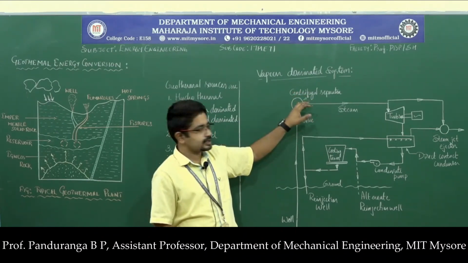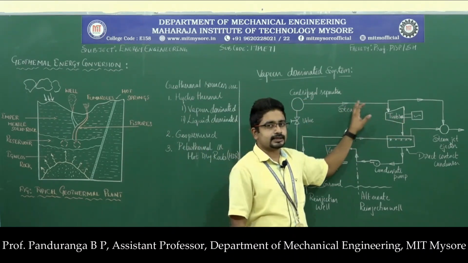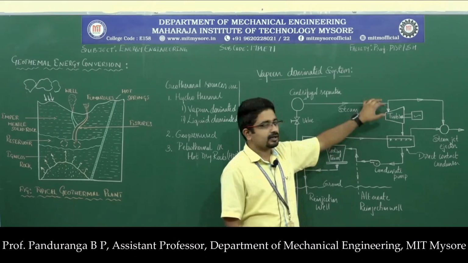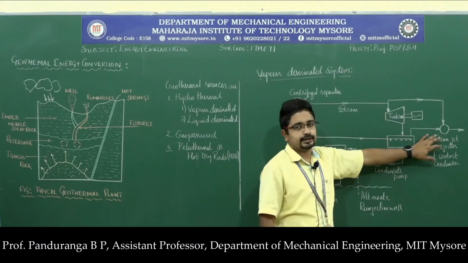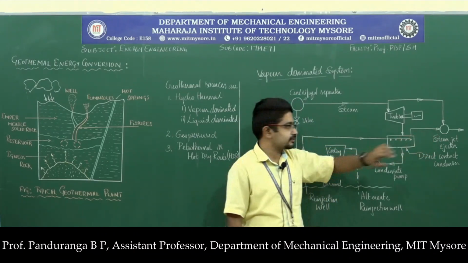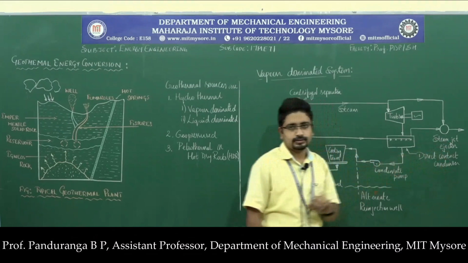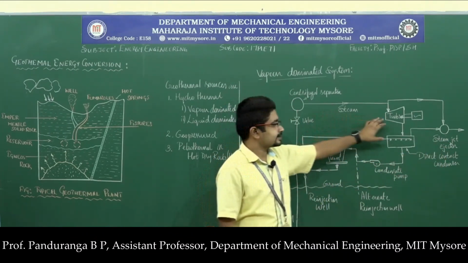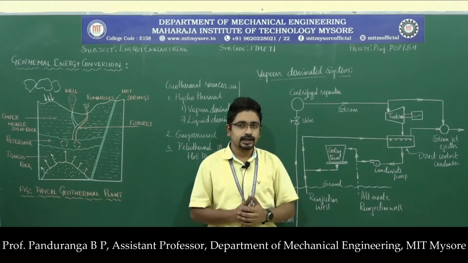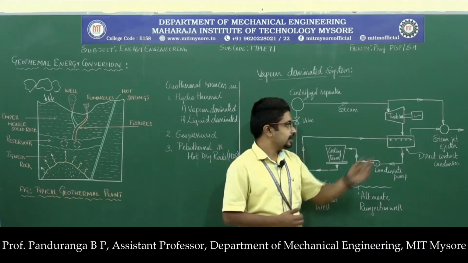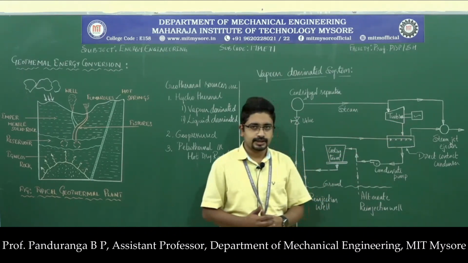Now the clean steam enters the turbine. Majority of the clean steam enters the turbine. A part of the steam will be taken out to aid the removal of non-condensable gases from the condenser with the help of the steam jet ejector. Then as the steam expands through the turbine, as it transfers energy to the turbine blades, the steam comes out of the turbine at a lower pressure.